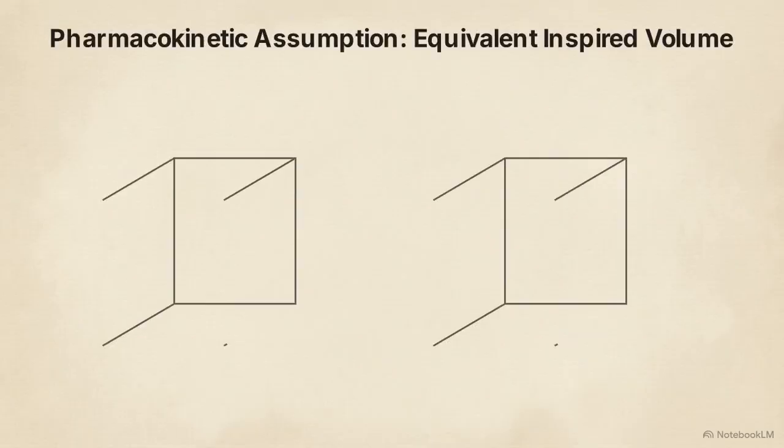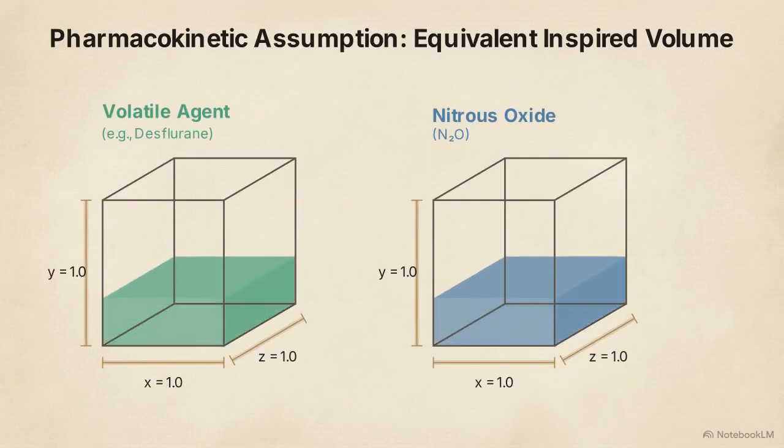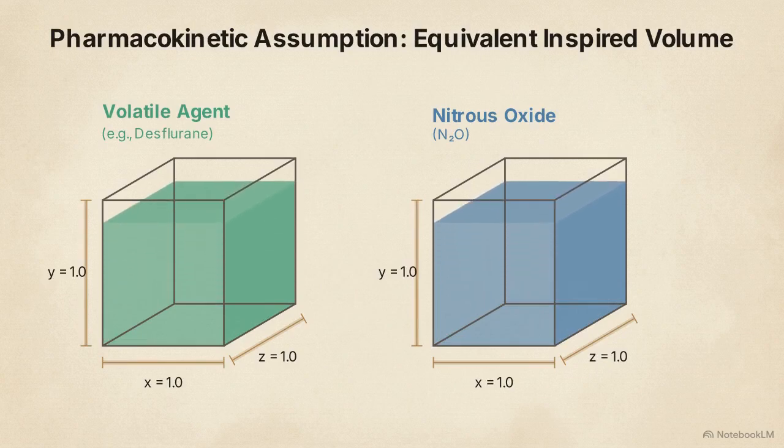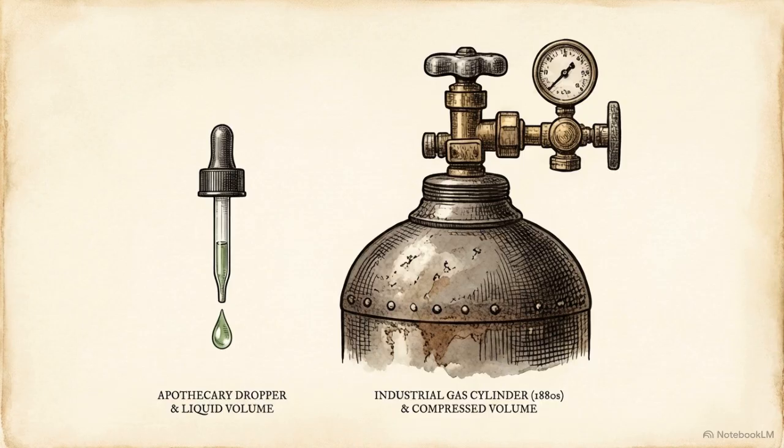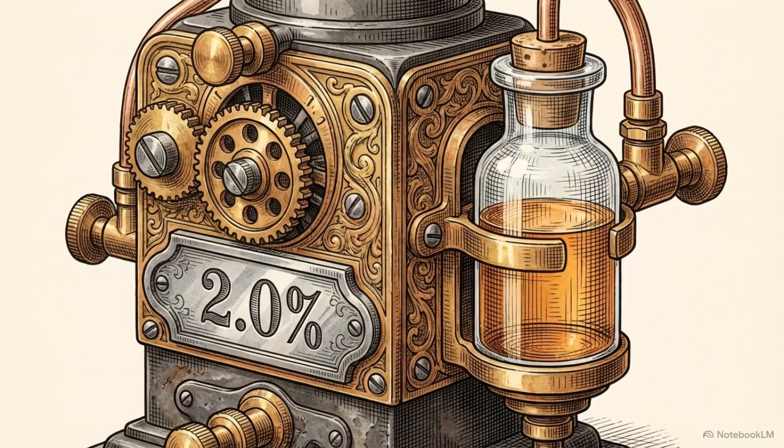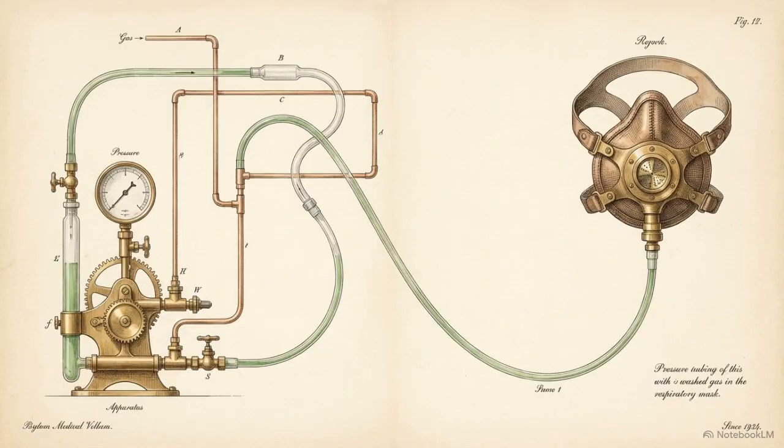Standard pharmacokinetic models calculate gas uptake by assuming that the agents are administered at comparable scales. That assumption fails because it ignores the physical, macroscopic volume of the dose being administered. Modern volatile anesthetics, like sevoflurane or desflurane, are delivered as microdoses. They typically represent between 2 and 6% of the total inspired gas mixture.